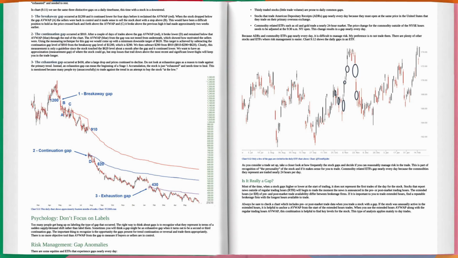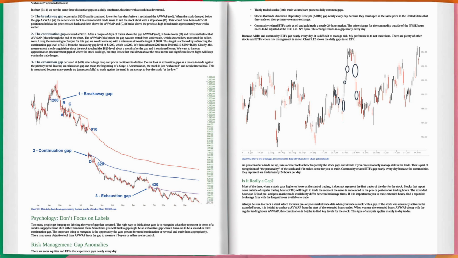Too many people get hung up on labeling the type of gap that occurred. The right way to think about gaps is to recognize what they represent in terms of a sudden supply and demand shift rather than label them. Sometimes you will think a gap might be an exhaustion gap when it turns out to be a second or third continuation gap. The important thing to recognize is the opportunity the gaps present for trend continuation or reversal, and trade them appropriately. There is no more objective tool than AVWAP from the gap to measure if buyers or sellers are in control. Risk management: gap anomalies.